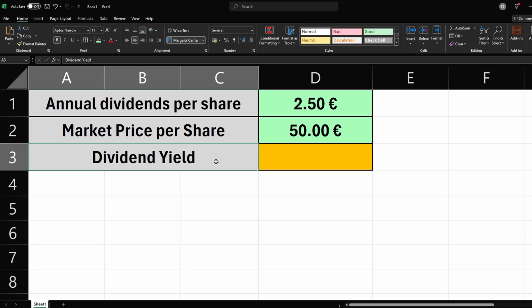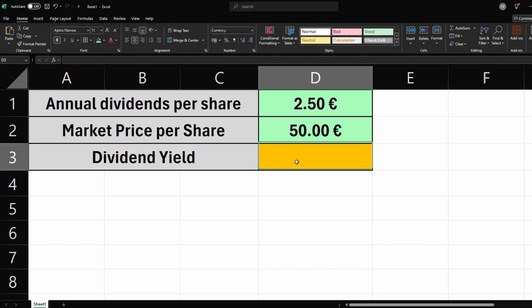Dividend yield is a financial ratio that shows how much cash an investor receives from dividends relative to the market price of a stock. It's expressed as a percentage and helps investors understand the return they're getting from dividends alone, apart from any changes in stock price.